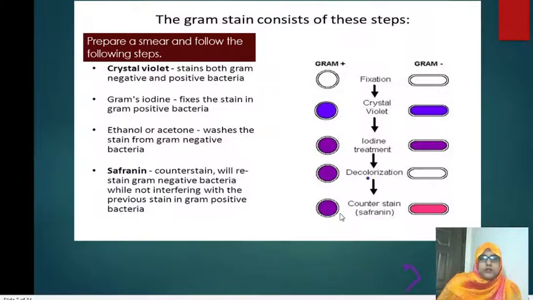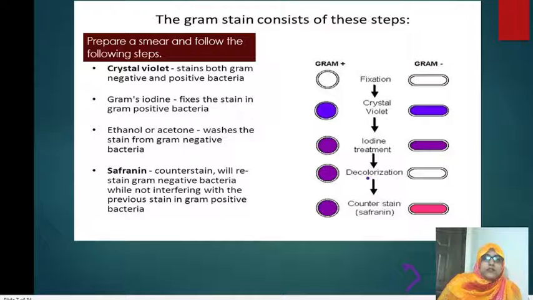The gram stain consists of the following steps. First of all, we have to prepare the smear. The first step is the preparation of the smear and fixation of the smear. Then the third step is staining, which we are discussing here.